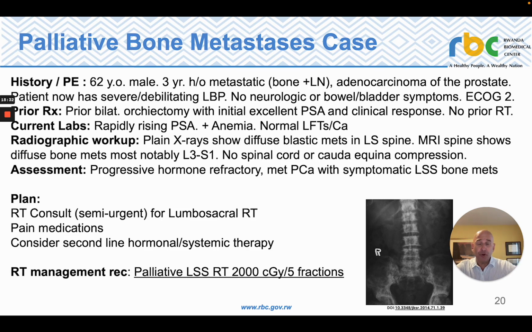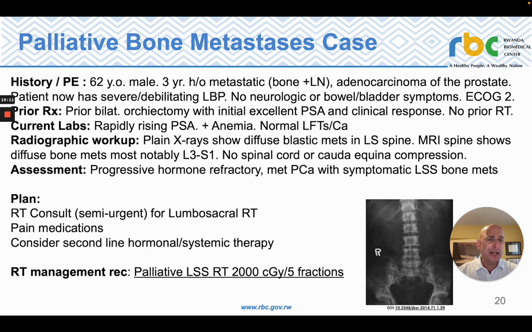So I thought I might present just an illustrative palliative bone metastasis case. In this situation, we have a 62-year-old male with a 3-year history of metastatic adenocarcinoma of the prostate. At initial presentation, this patient had bone and lymph node metastasis, 2 very common sites for prostate metastatic disease. At this point, a few years into his disease, the patient has developed severe and debilitating low back pain. He has no neurologic or bowel or bladder symptoms.